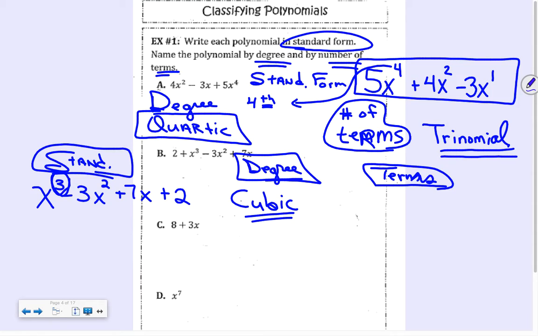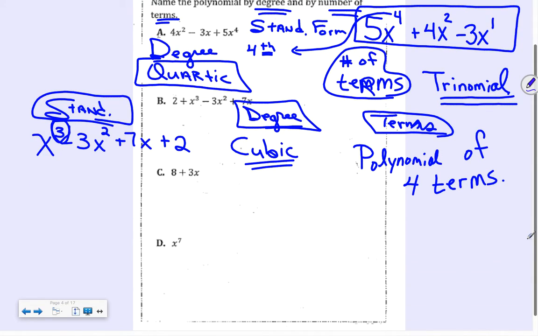And then number of terms. How many terms do you count? 1 plus 2 plus 3 plus 4. Is there a special name for 4 terms? Yeah, there's no special monomial, binomial, trinomial. So we'll just call it poly. It's a polynomial of what? 4 terms. Yeah, just say of 4 terms, 5 terms, 6 terms, 7 terms, okay? All right, you get what you're doing?